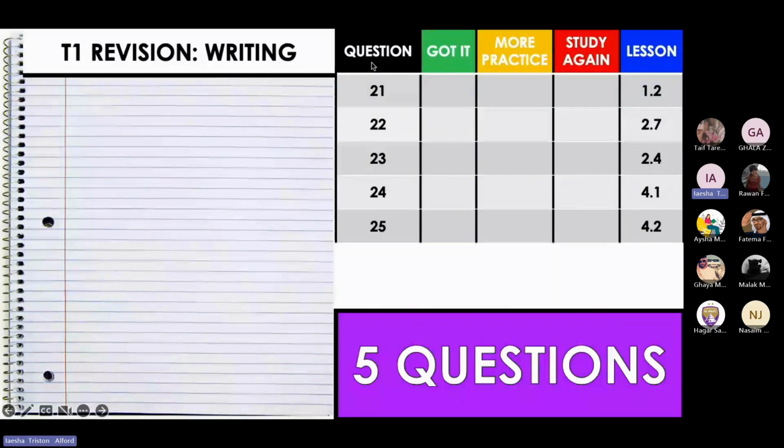Question number 21 is coming from lesson 1.1. Question 22 is coming from lesson 2.7. Question 23 is coming from lesson 2.4. Question 24 is coming from lesson 4.1. And question number 25 is coming from lesson 4.2. As we go along, make sure you write at the end if you got this question or if you need more practice or it's something that you need to try to study again. Okay?